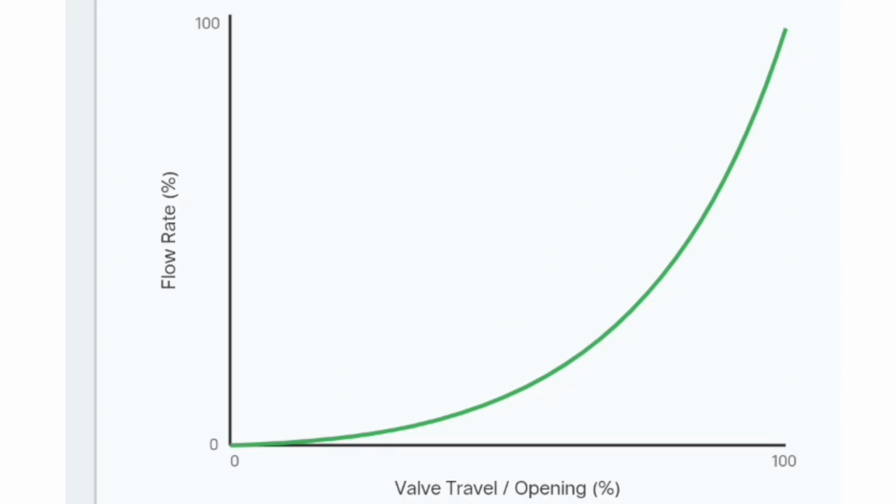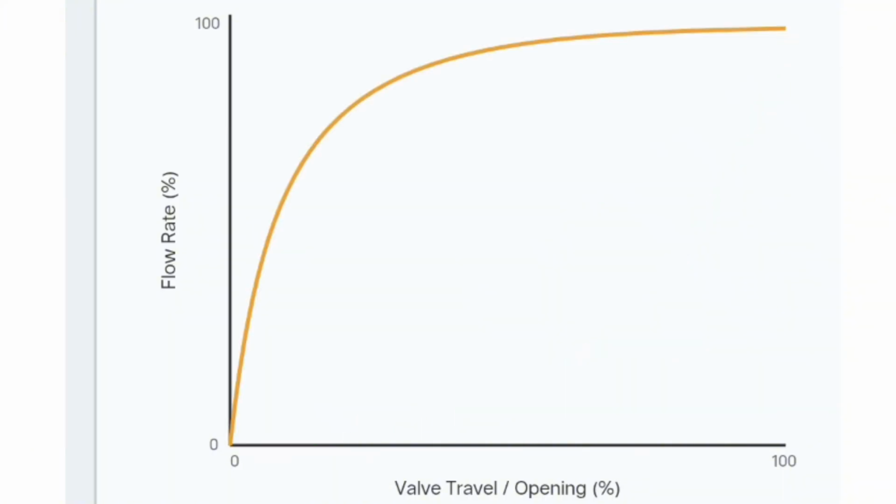Equal percentage characteristic: each equal increment of travel produces an equal percentage change in the flow that already exists. Small change at low opening, large change at high opening. Compensates for systems where available pressure drop across the valve drops sharply as flow increases, e.g. pressure control in many pump system curve situations. Quick opening characteristic: most of the available flow is achieved in the first portion of travel, then the curve flattens. Suited to on-off type service, relief applications, or where a fast initial response is wanted rather than fine modulation.